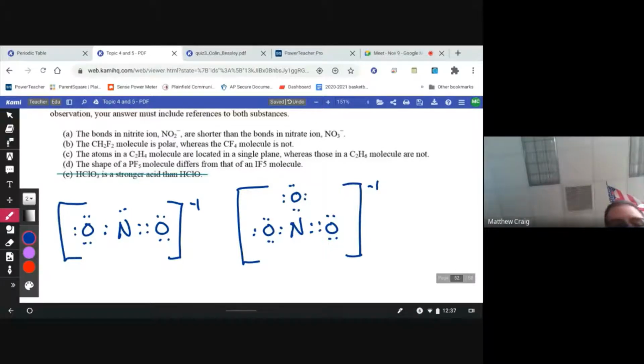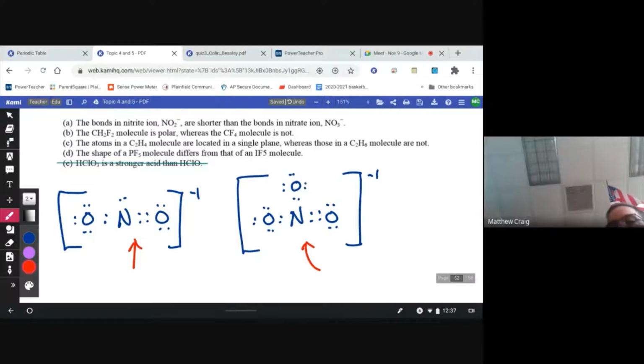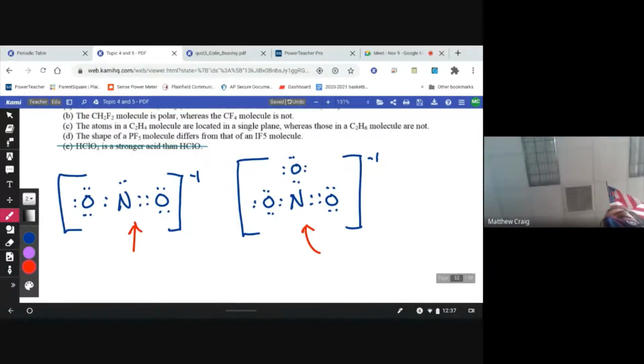All right. So it says that the bonds in nitrite are shorter than the bonds in nitrate. Why? Okay. Let's take this to averages. True or false? They both have resonance structures. True. But NO3 has 3 resonance structures, while NO2 has 2. Okay. So that's not helpful, but go ahead.